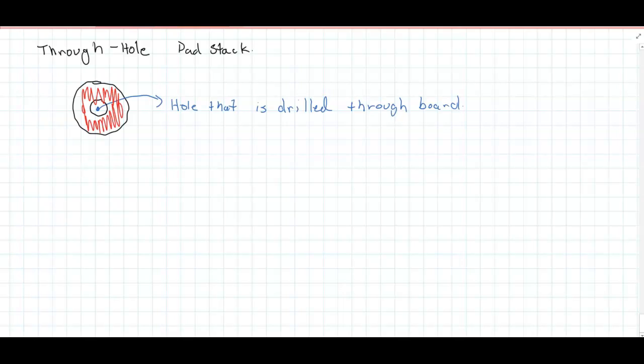And that's because with through-hole components, you're really typically mounting all of these on the bottom side of the board. So you're literally drilling through the board, and then you'd be soldering on the bottom side of the board once you put the component in.